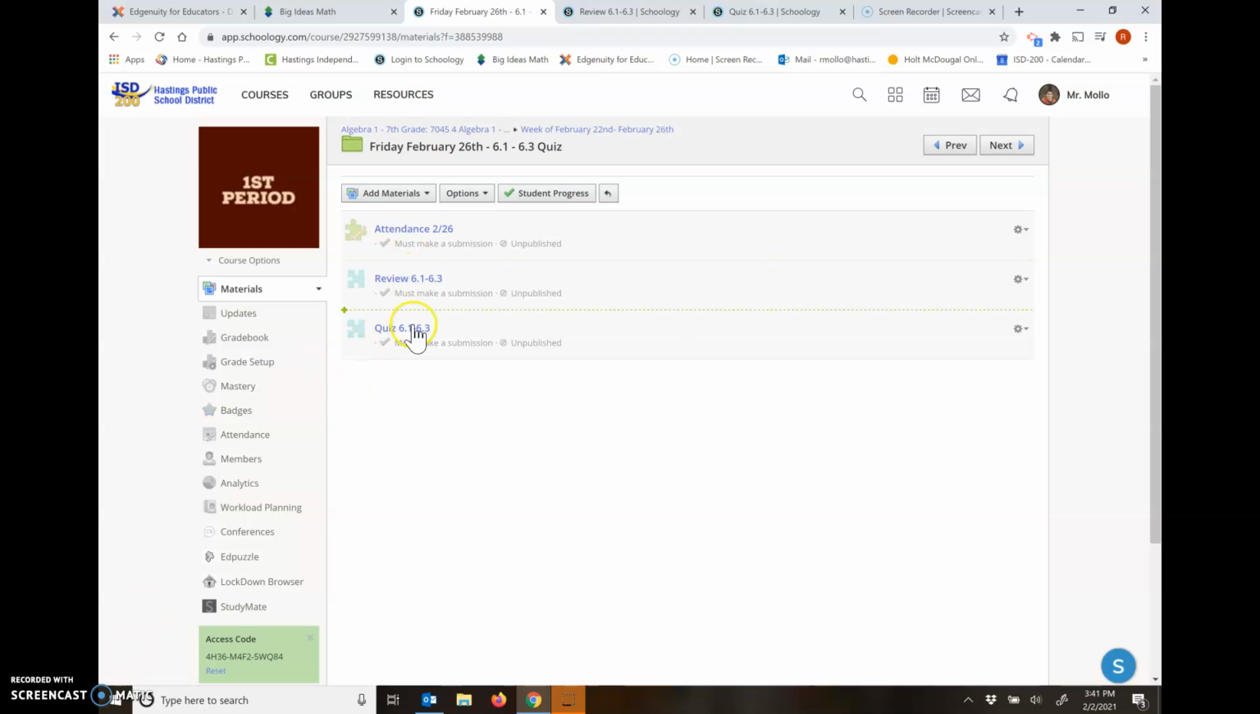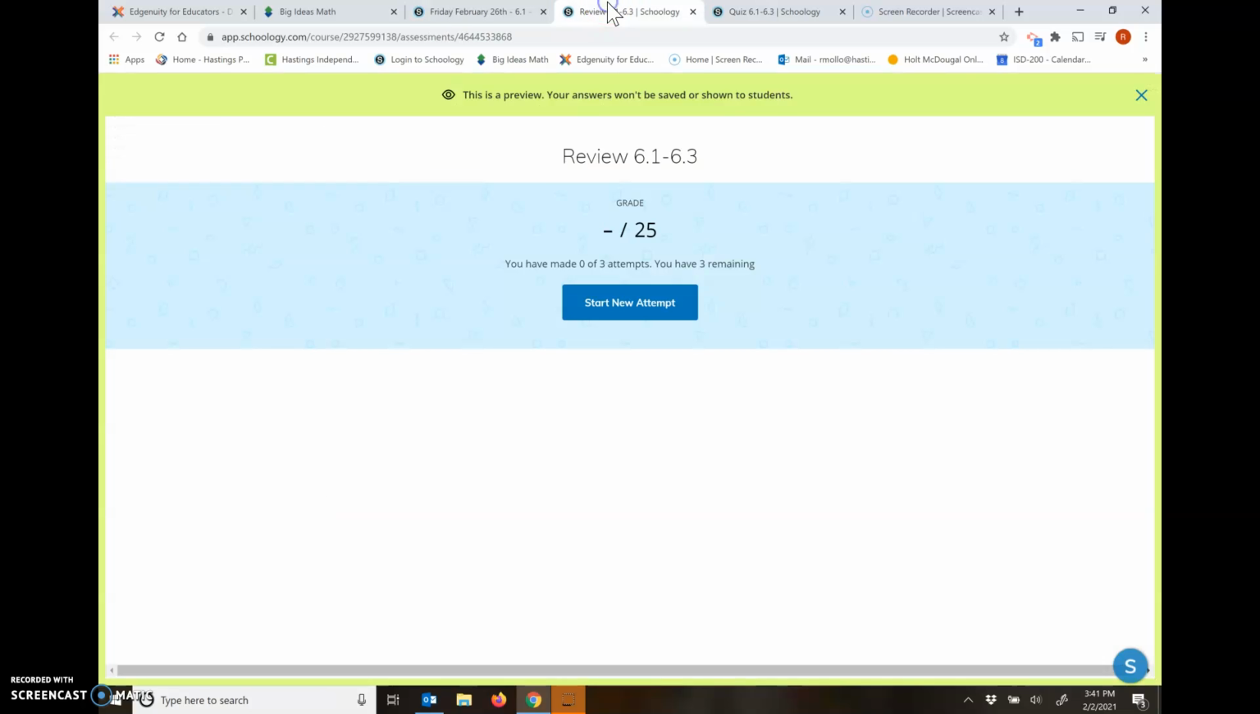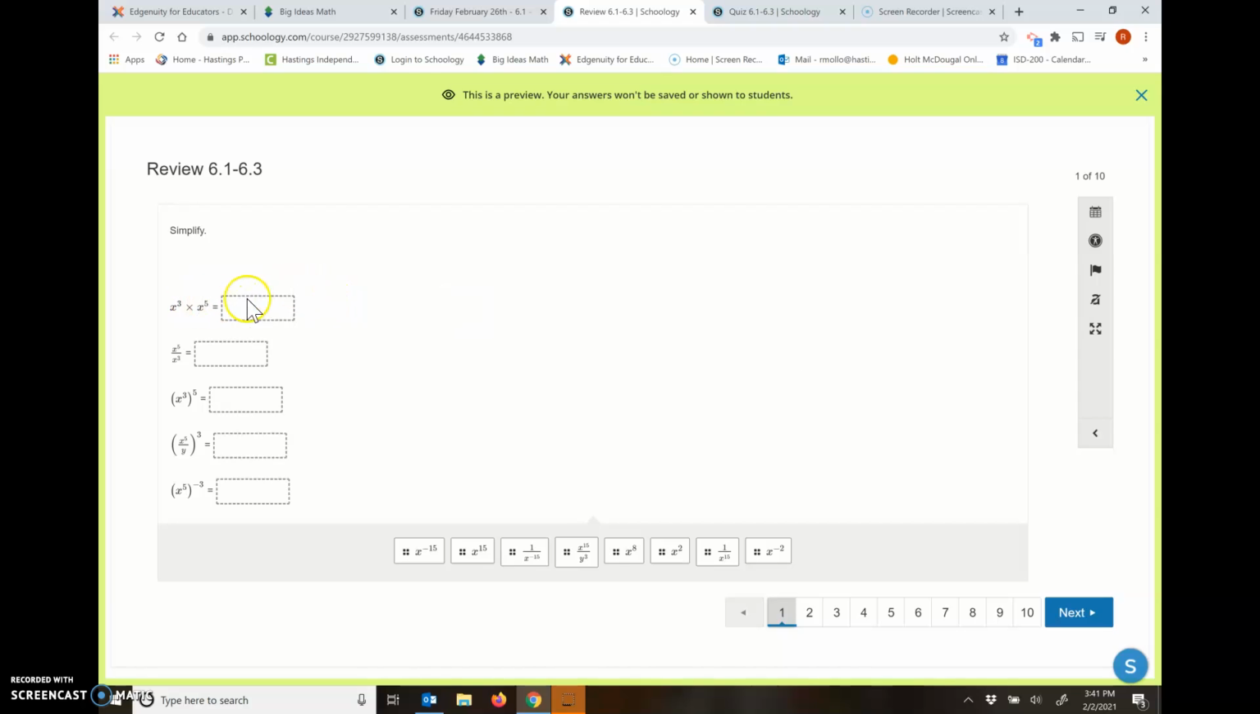So here they are in Schoology, and I kind of have them open already here, and you'll see they look very similar. If I start a new attempt for both of them, you'll see question 1 wants us to pretty much cover section 6.1. So what happens when I multiply two things, what happens when I divide them, what happens when I have power over power. Here's another power over power, and then here's a negative power.